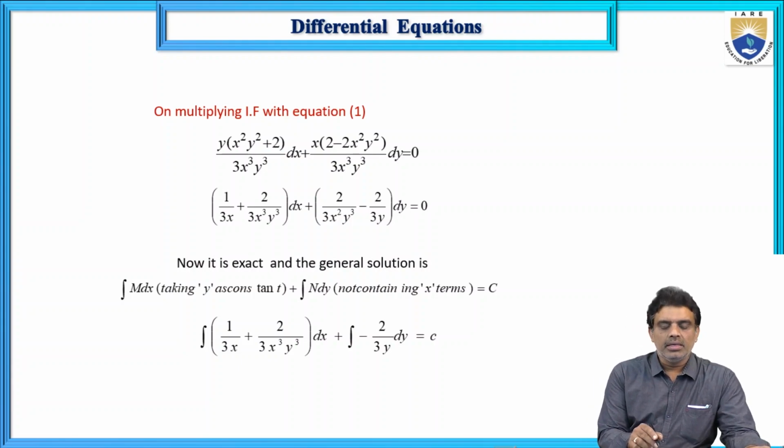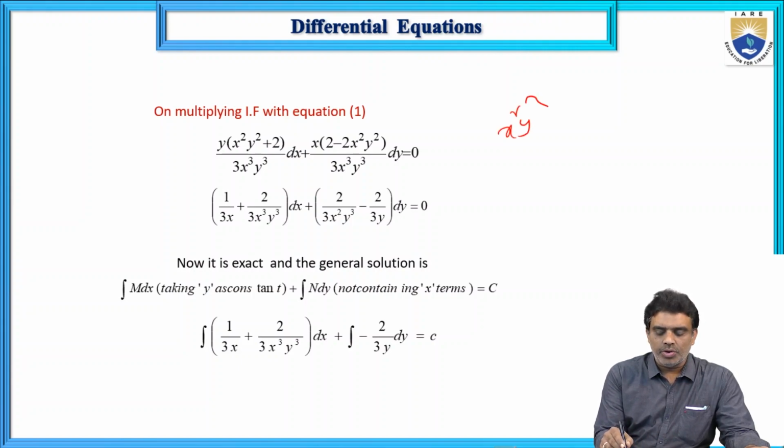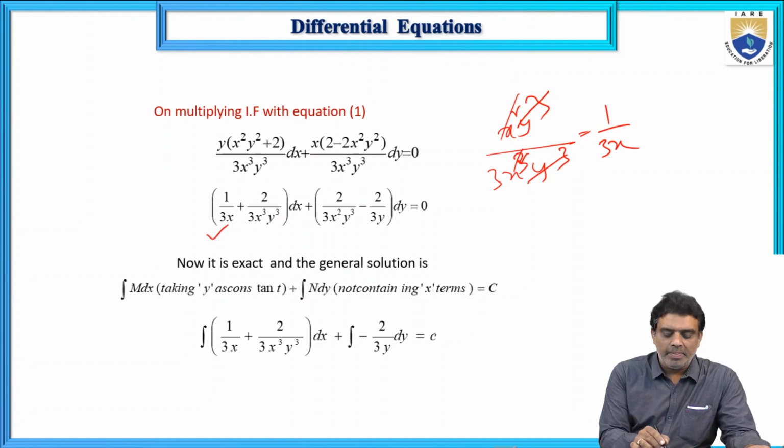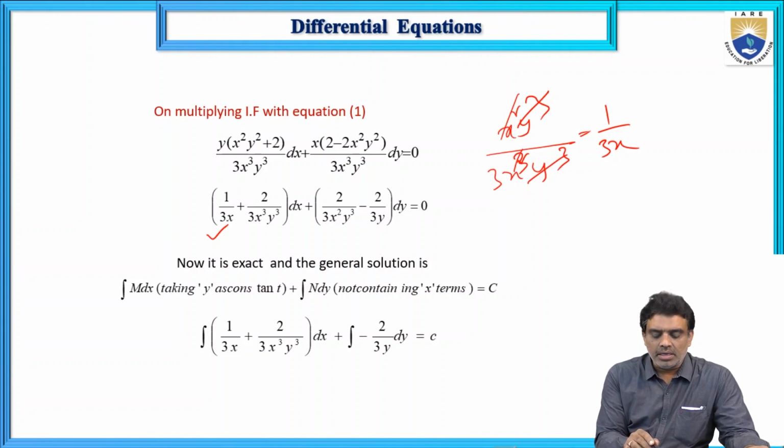So on writing the individual terms, it is x square y cube by 3x cube y cube. So y cube cancels, x square cancels. The first term is 1 by 3x, that I have written here. And the second one, 2y by 3x cube y cube. y gets cancelled, 2 by 3x cube y square, that is the second term. Plus the third term, 2 we have to write here. So 2x by 3x cube y cube. This is the term, minus this is the term, dy is equal to 0.